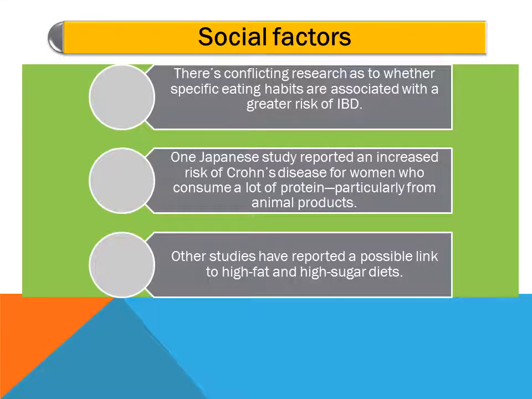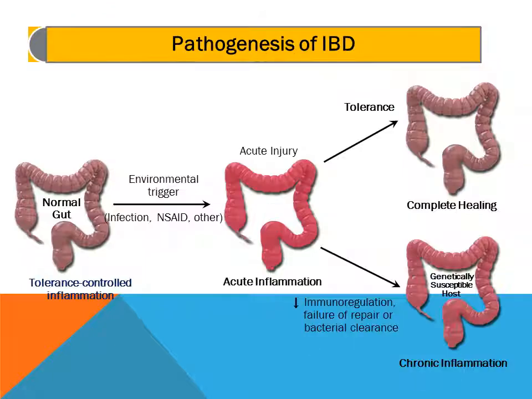As far as dietary factors are concerned, there is conflicting research as to whether specific eating habits are associated with greater risk of IBD or not. One Japanese study reported an increased risk of Crohn disease for women who consume a lot of protein, particularly from animal products. Other studies have reported a possible link with high fat and high sugar.